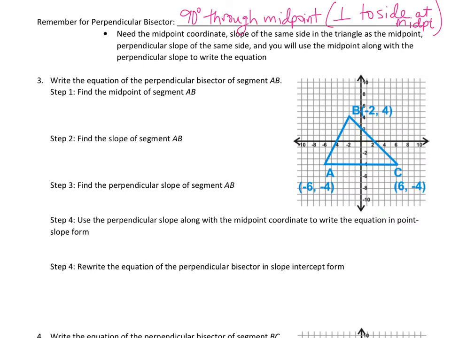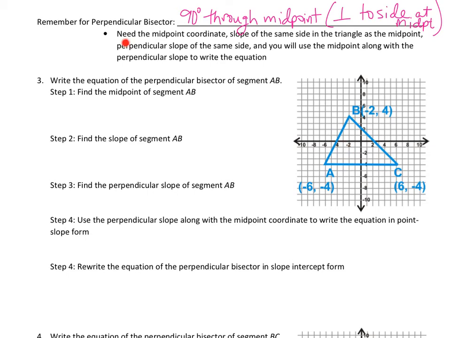We are going to start with number 3, and we are going to write the equation of the perpendicular bisector of segment AB. So that means that it goes through the midpoint on segment AB, and it needs to be perpendicular to it. So it doesn't mean it has to go through point C this time, it just needs to be perpendicular to our side, but going through our midpoint.